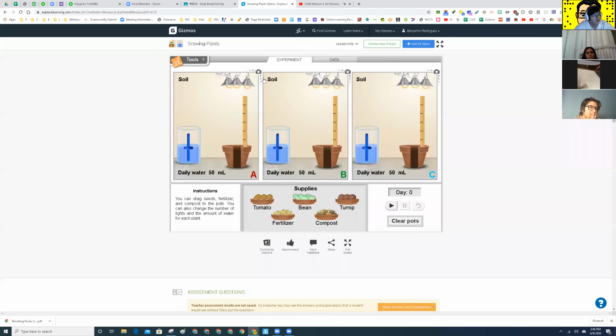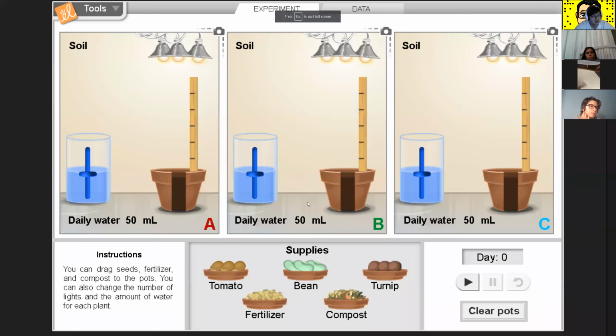Now we want to design our experiment. How are we going to design this experiment? To test our hypothesis, what can we do? What do the pots need? Water. Okay, so we have water. All of them right now are getting the same amount of water. Should we change the amount of water? Yes or no? Yeah.